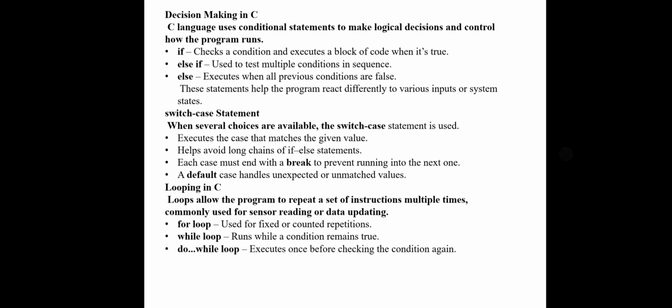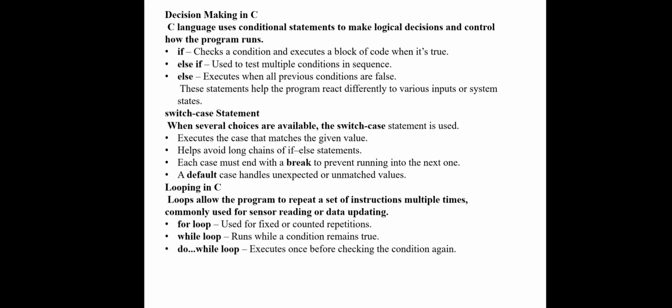Decision making. In embedded systems, decision making plays a key role in defining system behavior. The if statement executes a particular block when a condition is true. For example, turning on the cooler when the temperature exceeds 30 degrees Celsius. The else if ladder checks multiple conditions sequentially and else handles all other cases. The switch case statement is used when several fixed options are available. It's more efficient than multiple if else conditions.